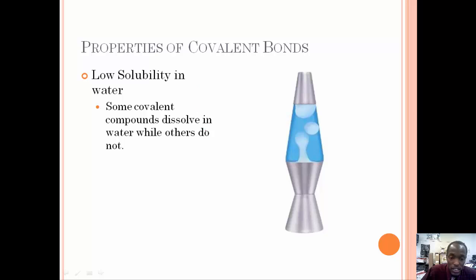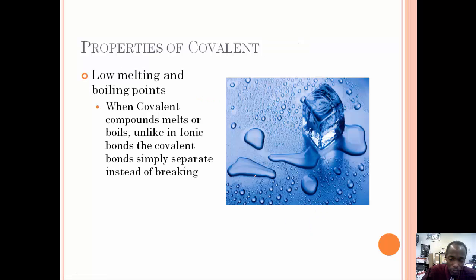Some of the properties: covalent compounds do not dissolve in water. For example, wax in lava lamps is made up of covalent bonds, and as we know, the wax simply moves about. It does not dissolve in the water. It simply moves up and down with the heat. It doesn't mix well with water. It's sort of like oil. Oil is a covalent compound as well as water, so they don't mix well together. Unlike salt, which is an ionic compound and is easily broken up, or soluble, in water.